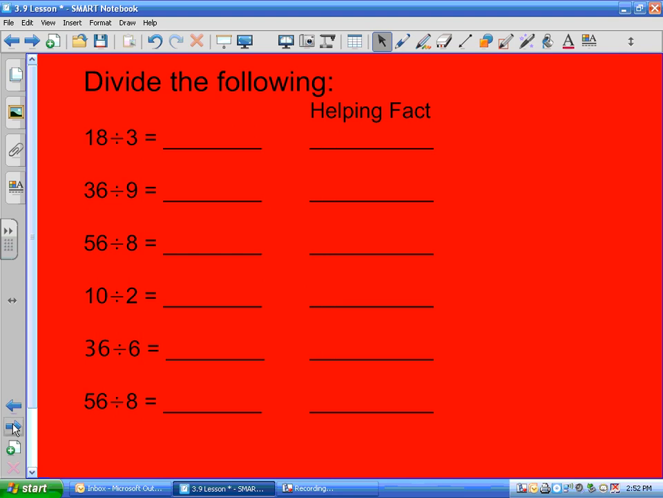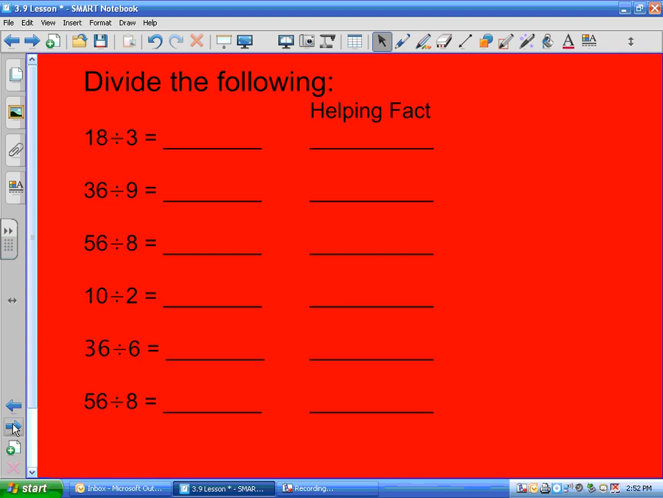This time I want you to tell me what the helping fact is, and then we'll get somebody else to do the actual work. So I need my sticks, and then we'll pull them out and get people to start answering some questions. Well, we'll give everybody a chance.